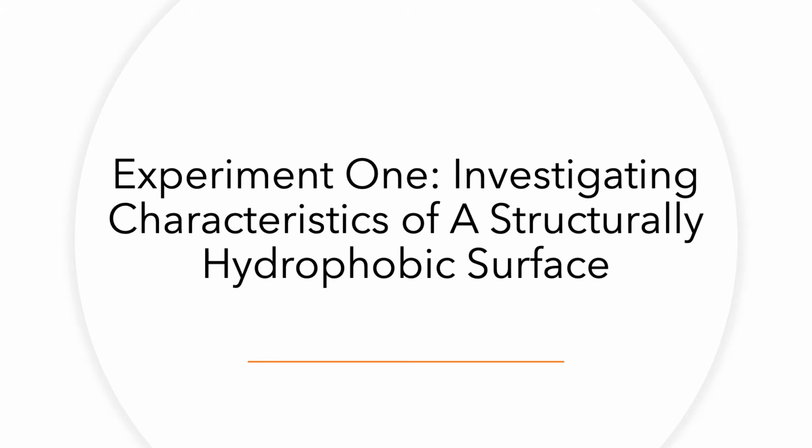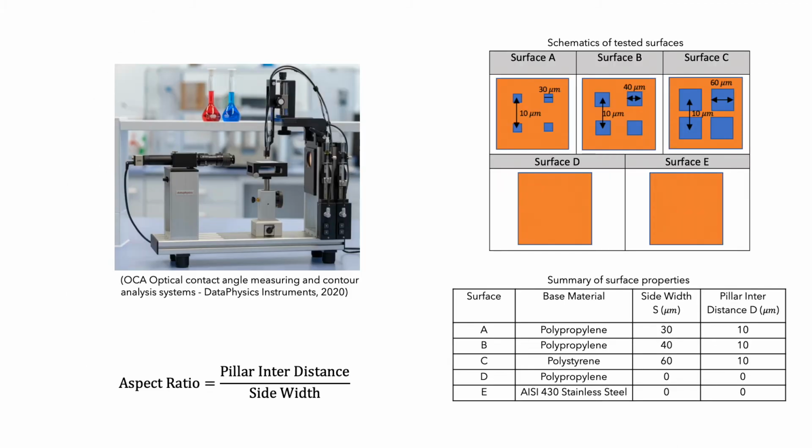The first experiment was concerned with investigating the characteristics of structurally hydrophobic surfaces. This study is valuable because it validates the properties that allow a surface to display exceptional repellency against water. This is a requirement for dropwise condensation to occur. The study utilized a goniometer to measure the contact angle formed between a water droplet and 5 different surfaces.